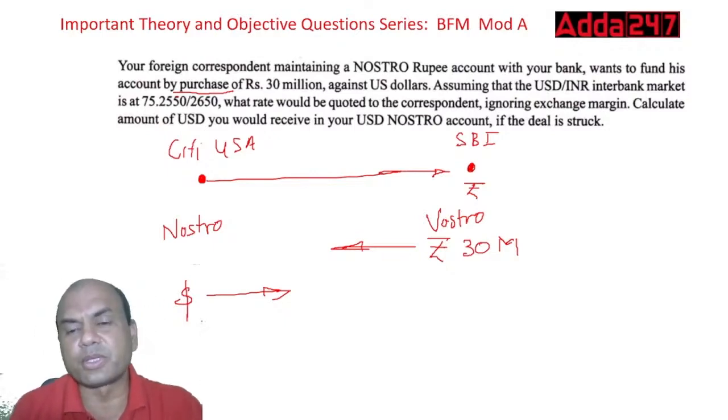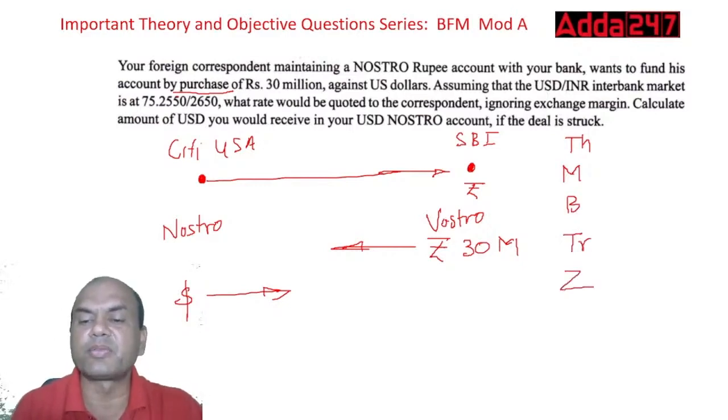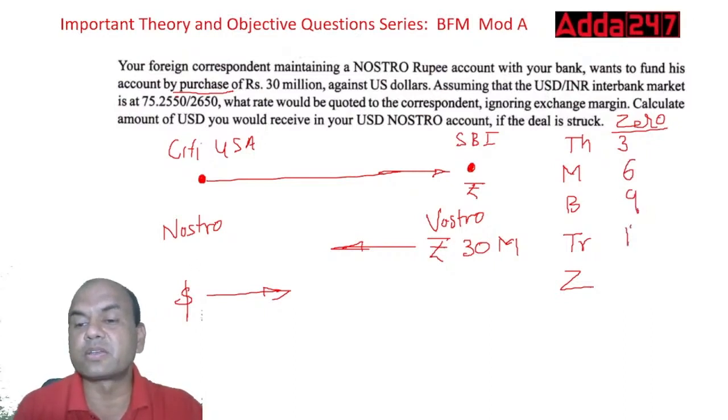US system is very simple. I'll tell you. They have a simple rule. 1,000. Then what? Million. Then what? Billion. Then what? Trillion. And then the last one is zillion. But forget this zillion. So 1,000 means 3 zeros. I'll just write zeros over here. Million means 6 zeros. Billion means 9 zeros. Trillion means 12 zeros. And zillion means 15 zeros. So you generally require up to billion only.